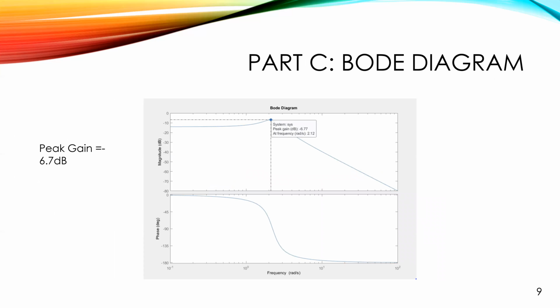For part C, our Bode plot, we have an estimated peak gain of negative 6.7 dB, and we were also able to calculate this through MATLAB.